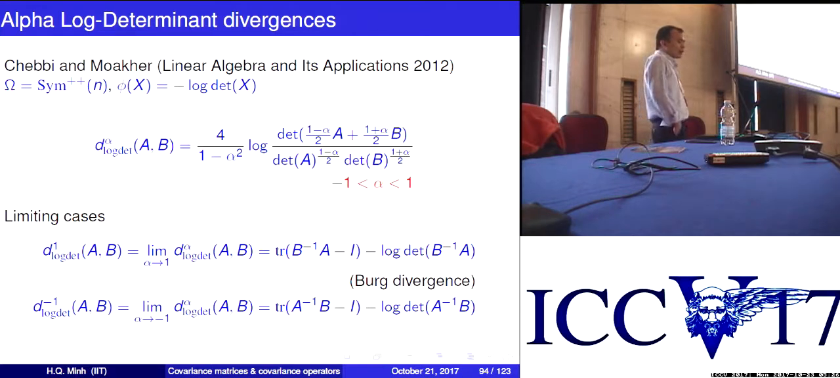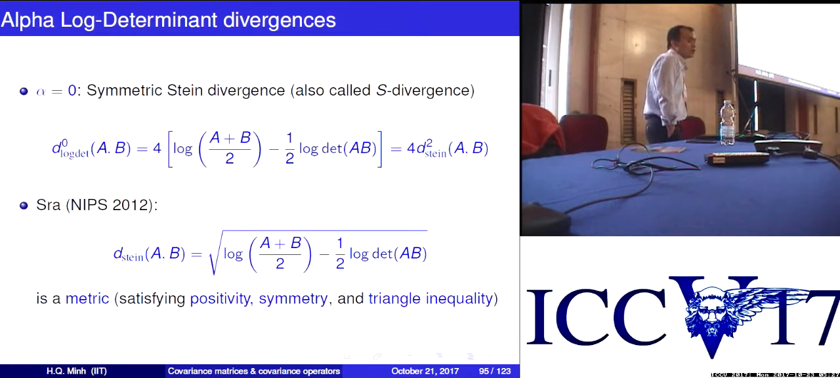So alpha is between negative 1 and 1, and we can take the limiting case when alpha goes to 1. We have what we call the Burg divergence, which some people also call the Jensen-Bregman log det divergence: trace of B inverse A minus I minus log det of B inverse A. And when alpha goes to negative 1, we have the divergence between B and A. So alpha here can be used as a parameter in an algorithm as well. In the case where alpha is equal to 0, this is called the symmetric Stein divergence, also called the S divergence.